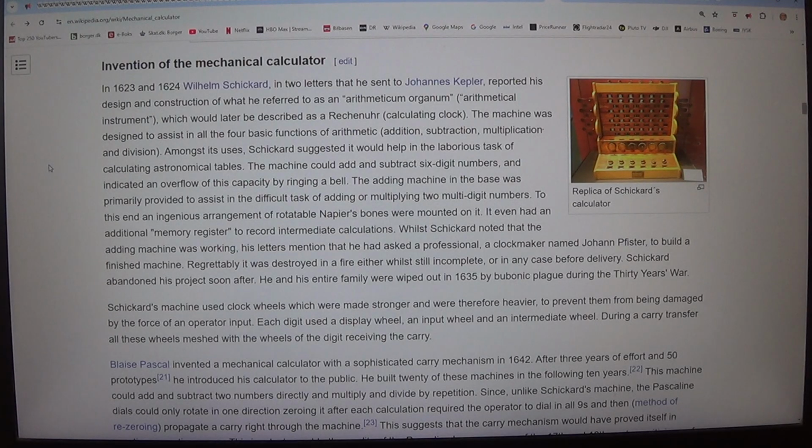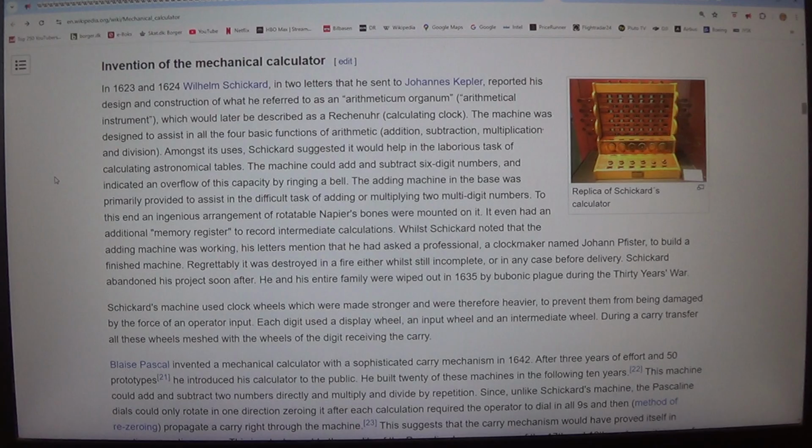Amongst its uses, Schickard suggested it would help in the laborious task of calculating astronomical tables. The machine could add and subtract 6-digit numbers, and indicated an overflow of this capacity by ringing a bell.